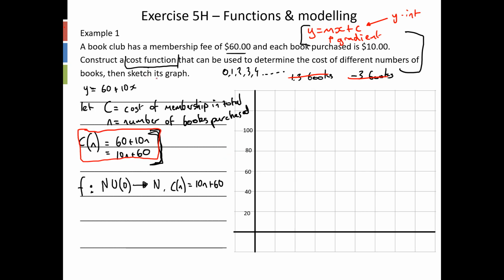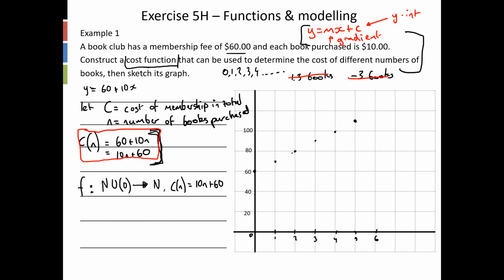So it says sketch its graph. Now we just said we can't purchase 1.5 books, or 2.5 books, or 3.5 books. Okay, so 1, 2, 3, 4, 5, 6. And if we have no books, well, it's $60. One book is 70, 80, 90. 4 books is 100. 5 books is $110.